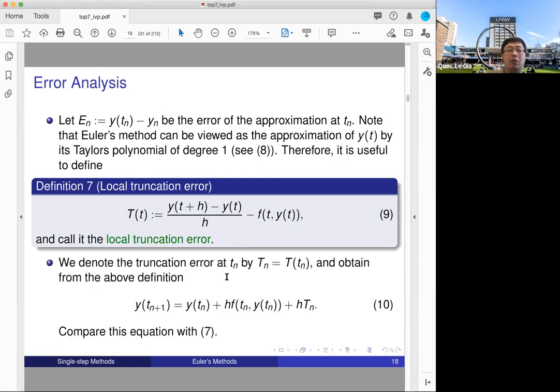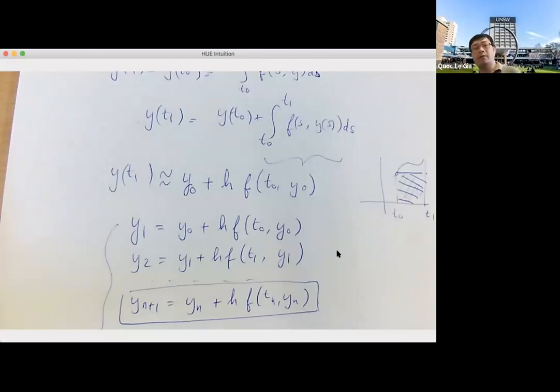Now, if you put t equal to tn, then you get the local truncation error at tn. And you cross multiply h with capital T, then you get this equation. Okay, so we leave it here. Let me write that first, and then we can show you the proof. Let me make a very rough proof first.